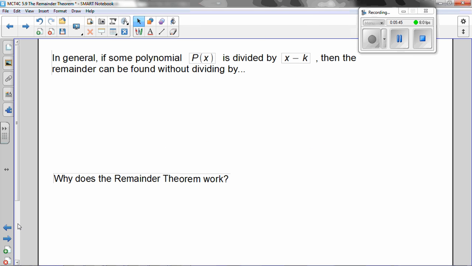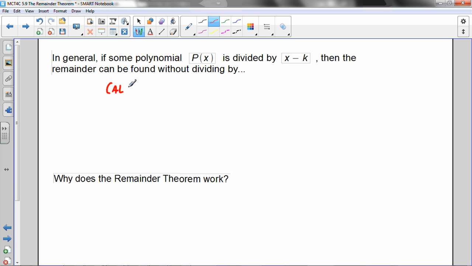So in the note, in general, if some polynomial is divided by x minus k, then the remainder can be found without dividing. What do we do? We can calculate p at k. X minus 1, we put in 1. X minus 2, we'd put in 2. If it was x plus 2, we'd put in minus 2. But we just calculate p at k, and that's the remainder. This is the remainder theorem.